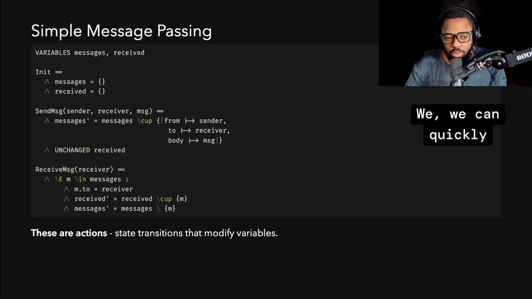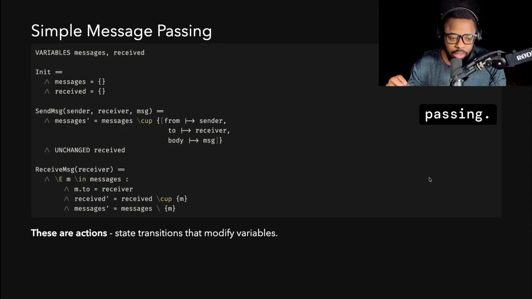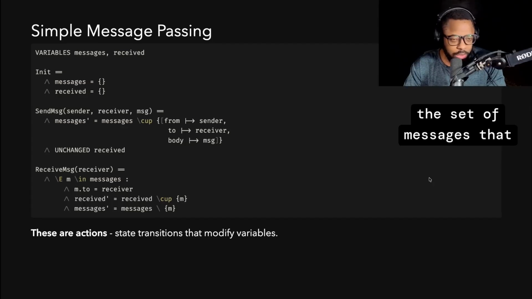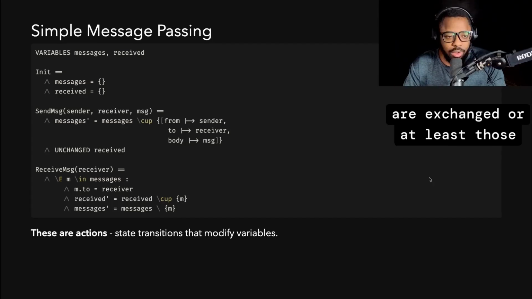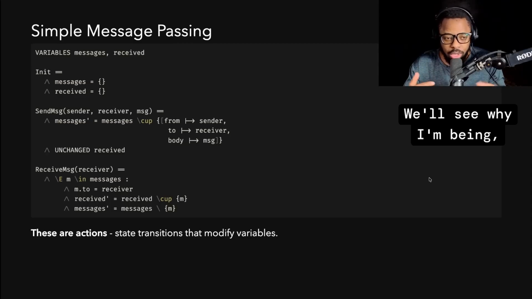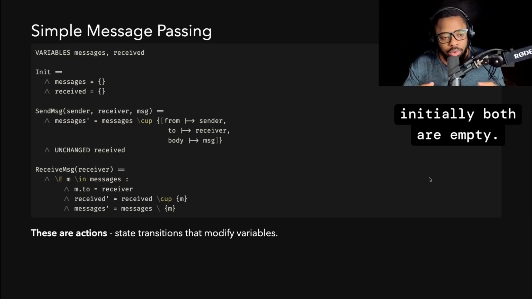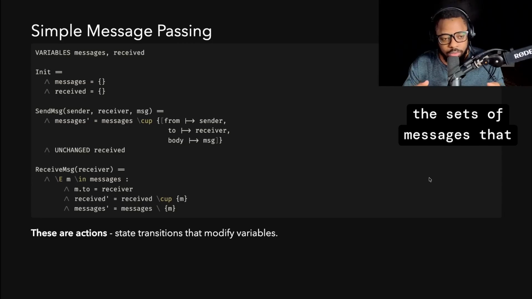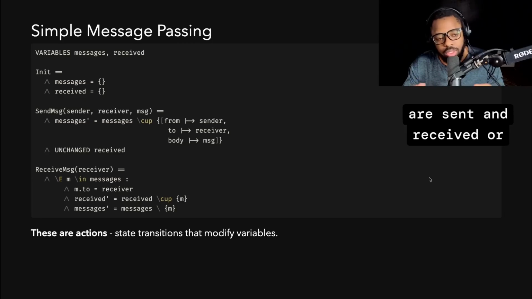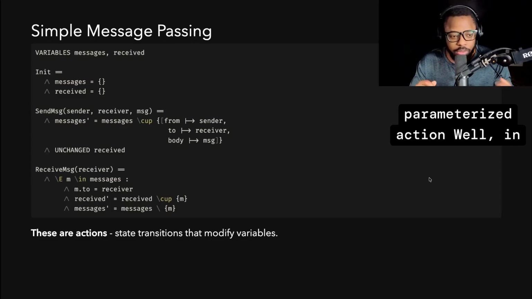We can quickly prototype a simple message passing: the set of messages that are exchanged. There is the set of messages that are sent, and we'll see why I'm being specific about that, and the set of messages that are received. Initially, both are empty.